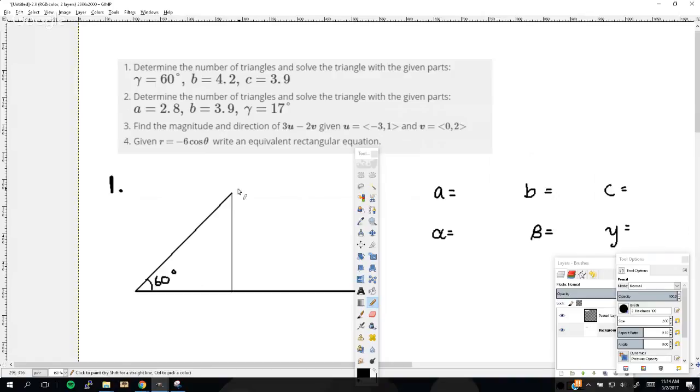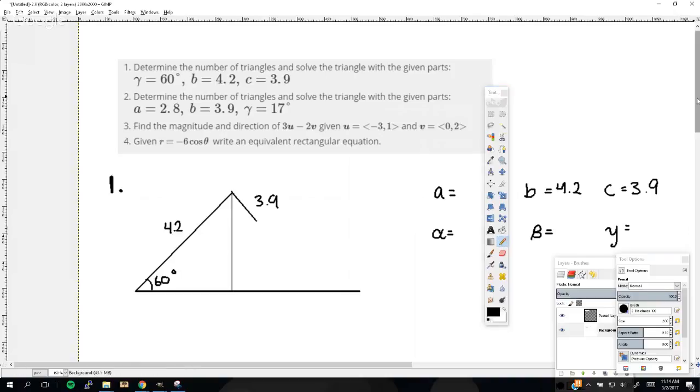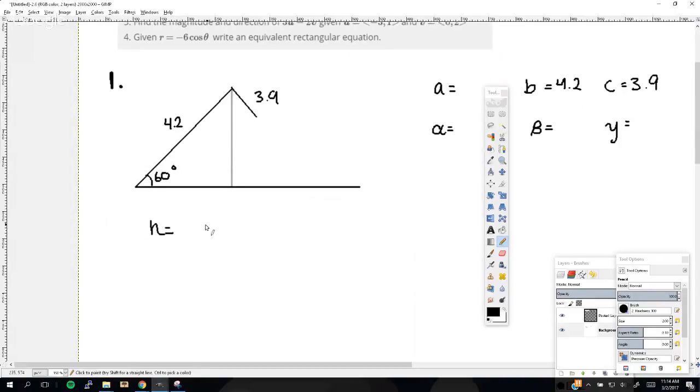Okay, so we got y. I don't know what that's called, but the thing that looks like y is 60. Okay. B is 4.2 and C is 3.9. And to try to figure out the height for that, would be 4.2 sine of 60. That is what I've got so far too.